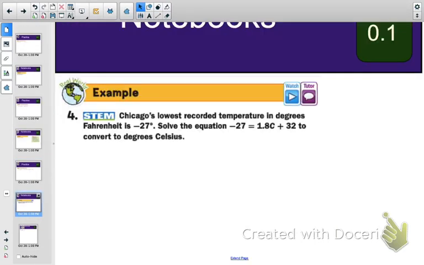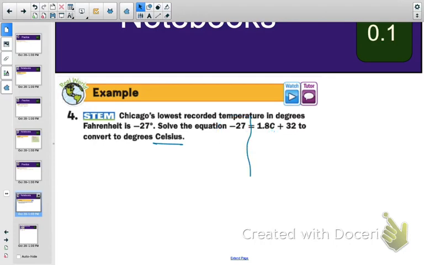Okay, Chicago's lowest temperature in degrees Fahrenheit is negative 27 degrees. Solve the equation negative 27 equals 1.8 C plus 32 to convert to degrees Celsius. Okay, so we want to know what it is in Celsius, or C, because this is our Fahrenheit degrees right there.